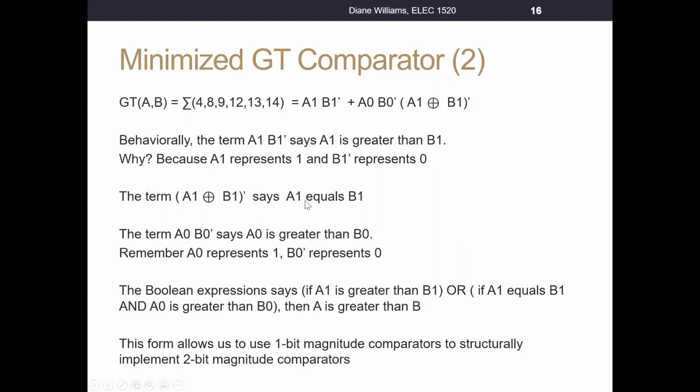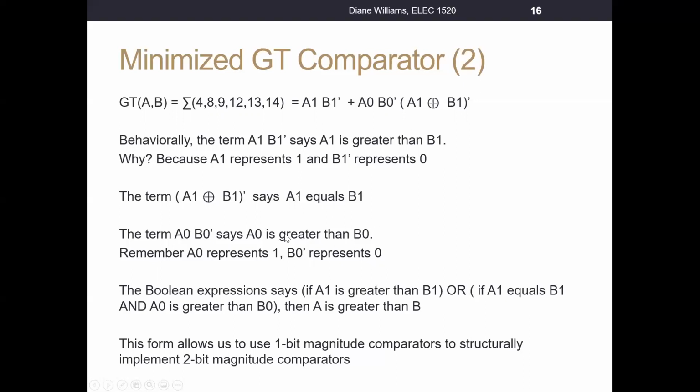That term says that A1 equals B1, which we showed before with our equality comparator circuit, right? And we know that the XNOR gate is the equality gate. Finally then, what does this term say? This term, A0 and with B0 not, says that A0 is greater than B0. Well, it's very similar to this term, right? We know that A0 represents a 1, B0 not represents a 0, so 1 is greater than 0.